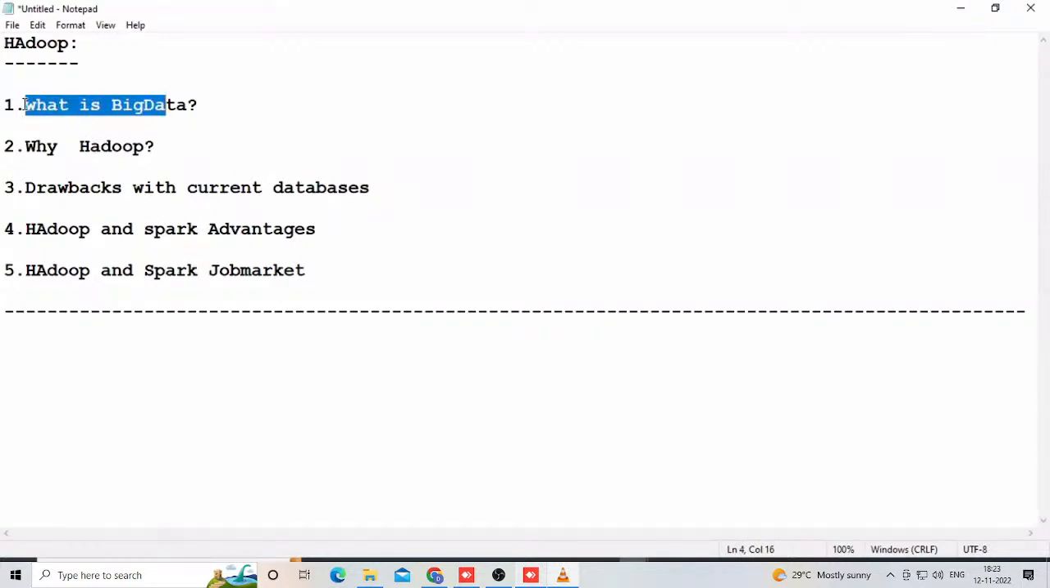Yes, what is big data? The name itself says it: huge volumes of data, right? If you see the data storage units, how data is getting stored, you have KBs, MBs, GBs, gigabytes, terabytes, petabytes, exabytes, zettabytes, yottabytes, and so on, right?